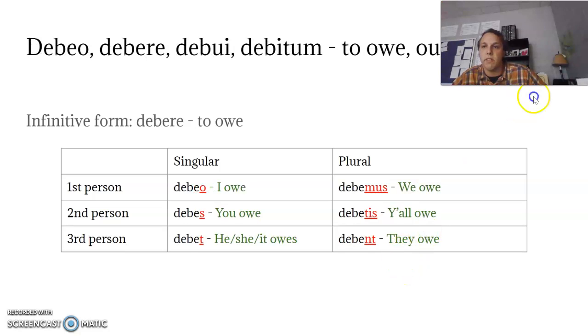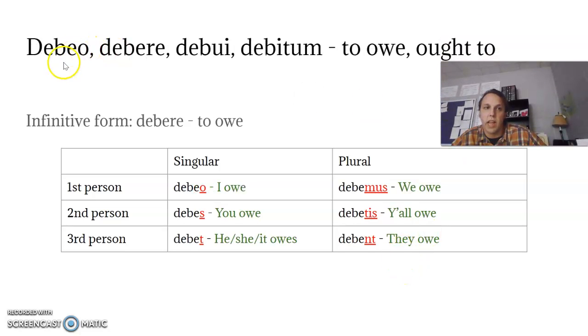All right, here's another example of another word, slightly different, but still you can see the idea is the same. The second principal part, debere, means to owe, and then we start adding the endings o, s, t, mus, tis, unt. Debeo, I owe. Debes, you owe. Debet, he, she, or it owes. Debemus, we owe. Debetis, y'all owe. And debent, they owe. And that's basically how verbs work. Like that's how they change.